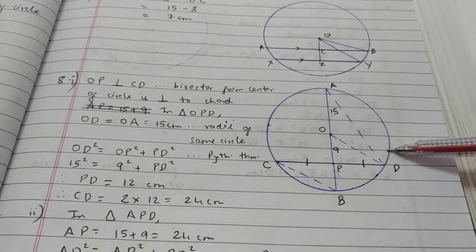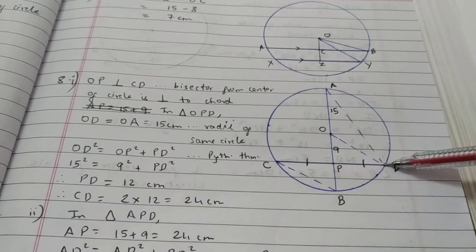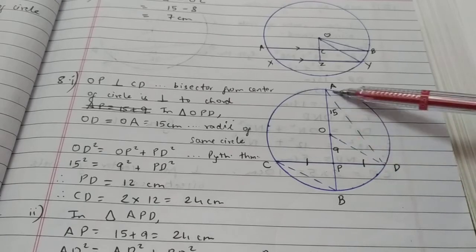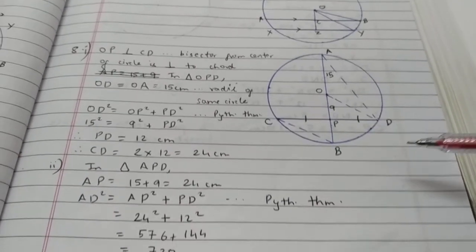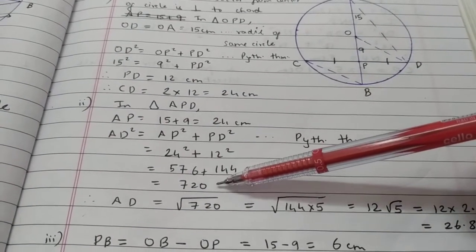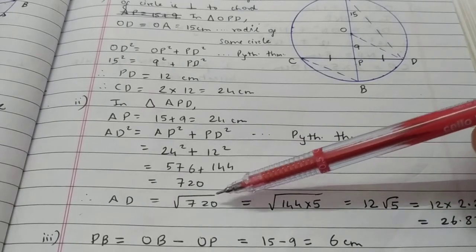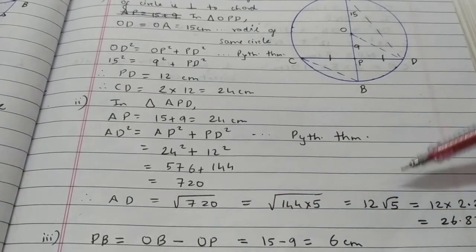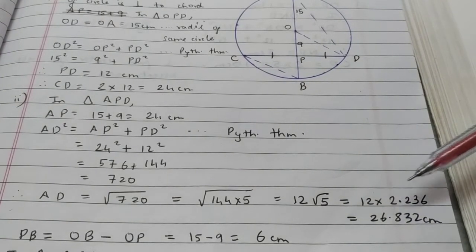So again, I'll use Pythagoras theorem in triangle APD, where PD is 12 and AP is 15 plus 9, 24. So that's not a Pythagorean triple. So I'll have to actually calculate it. I got 720, so AD is root of that. Do prime factorization method. I got 12 root 5. Root 5 value you need to remember, 2.236.